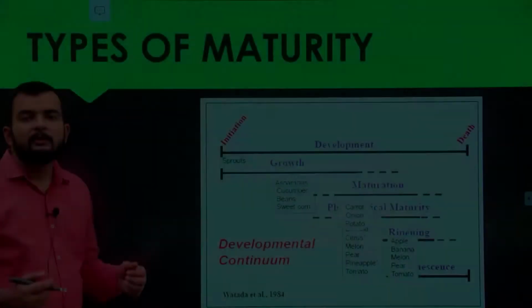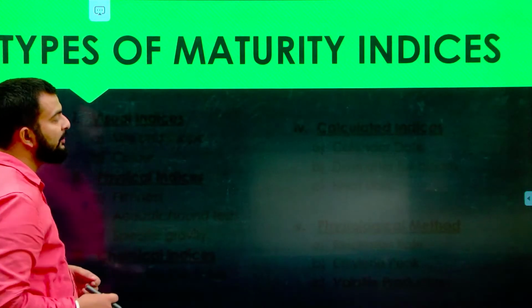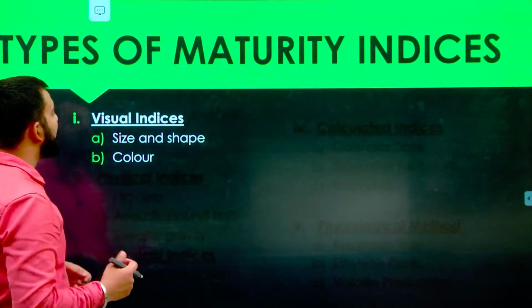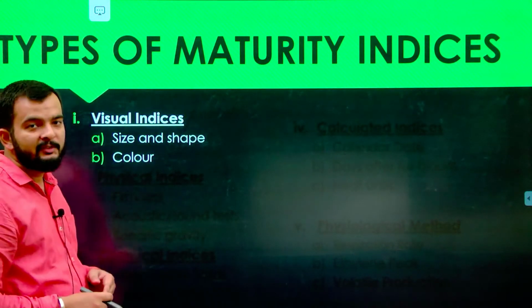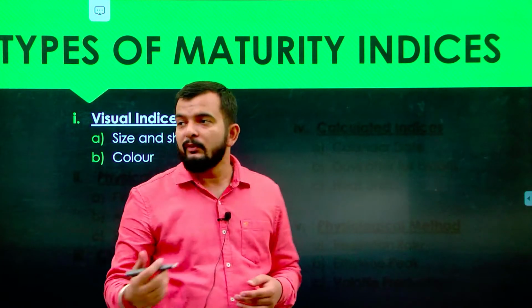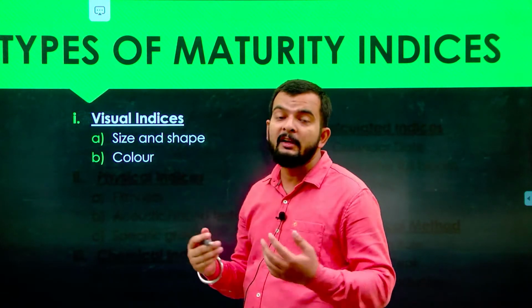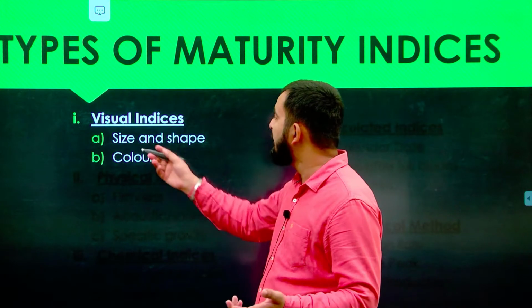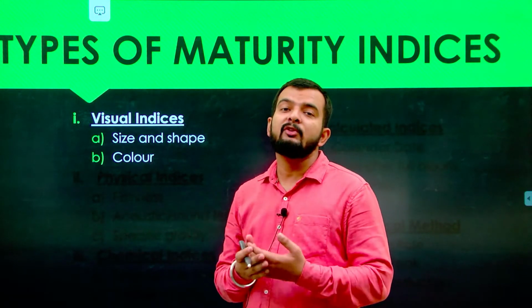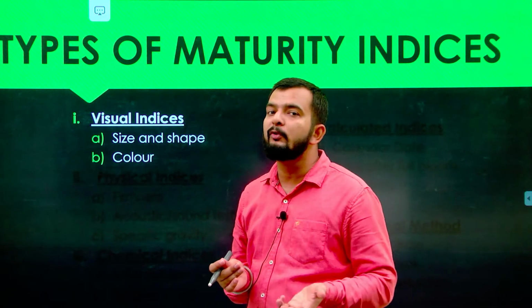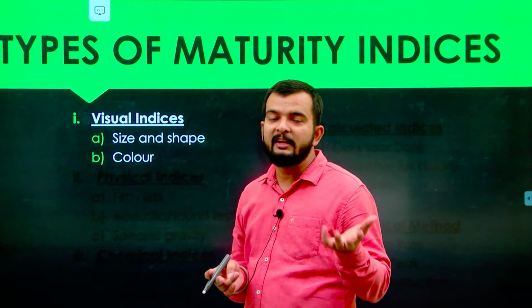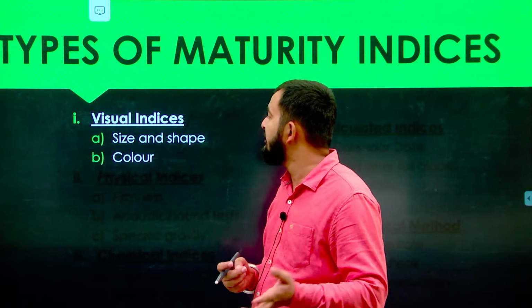Next we will see different types of maturity indices. Under maturity index, first we have visual indices. In visual indices we will learn about different techniques to measure maturity in different fruits. We have size and shape, which vary from fruit to fruit. Based on this you can decide whether a fruit is mature enough for being harvested or not.